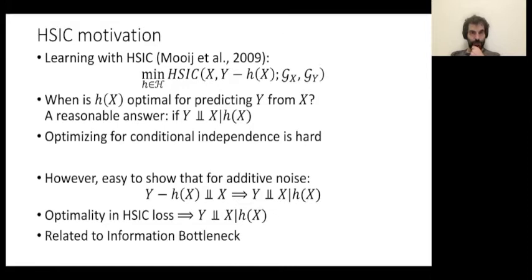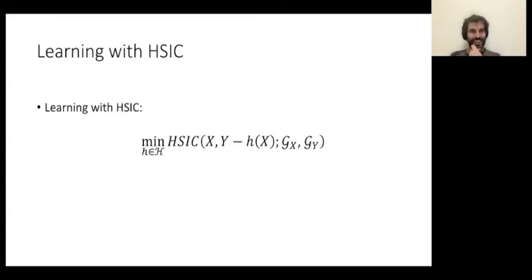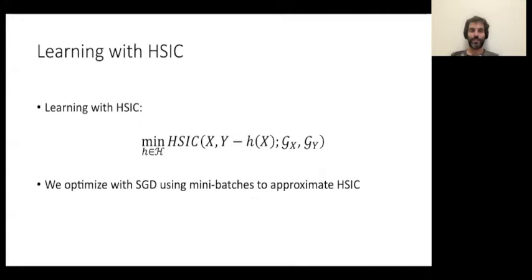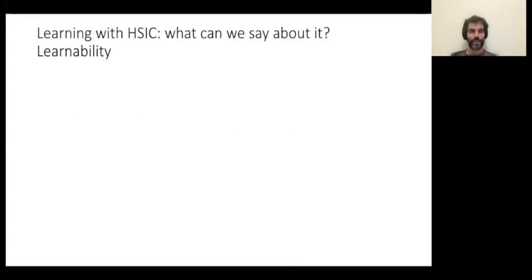I'll skip this, even though it's related to the information bottleneck, which I think Chloe has somewhere. So, can we actually learn with this? We showed that if we minimize it to zero, it makes sense, but is this a learnable objective? Does it generalize? First, it's quite straightforward to show you can optimize this with stochastic gradient descent using mini batches to approximate HSIC. So it plays nicely with modern frameworks.